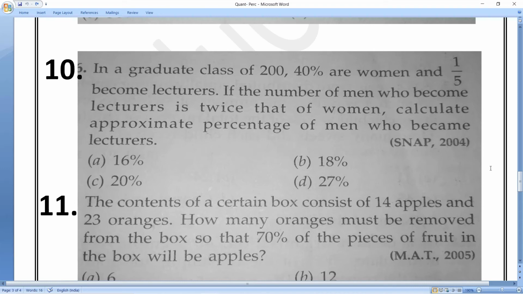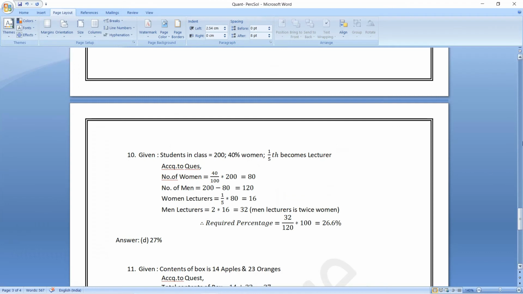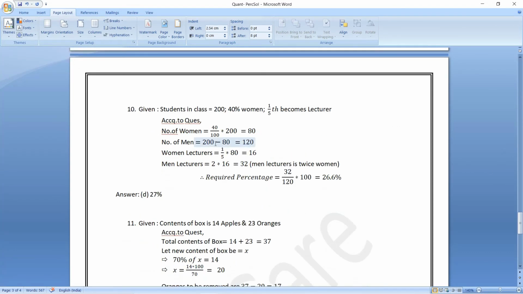Quite easy. It is just asking for the percentage of men who became lecturers. So what we have done is, the number of women: it is said that 40% are women, so 40% of 200 is equal to 80. So the number of men is 200 minus 80, that is 120. Now women lecturers are one-fifth, so one-fifth of 80 is 16. So 16 women became lecturers.